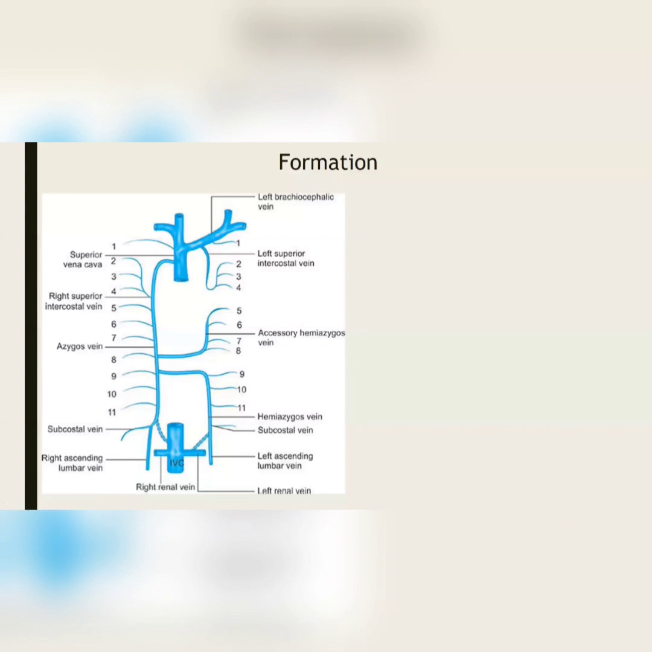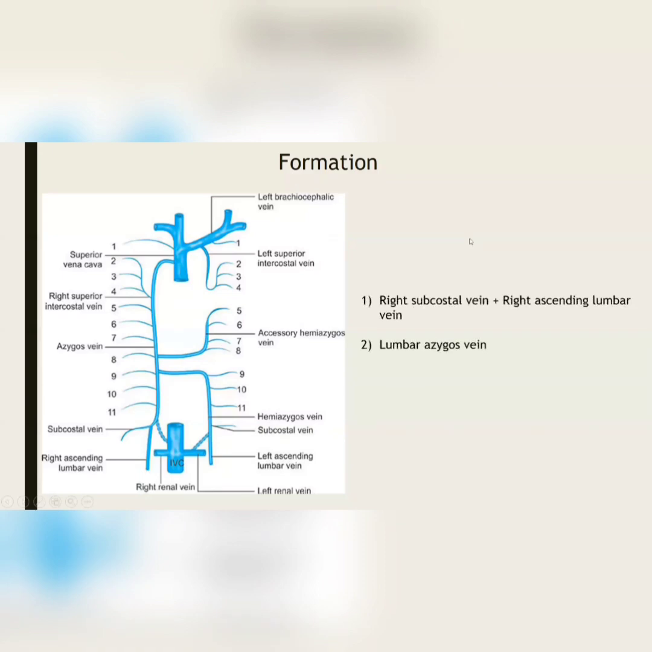Let's study the formation of the azygos vein. When you look at this diagram, this lower down is where the azygos vein is formed. So you can see in the diagram, the azygos vein is formed by union of the right subcostal vein and right ascending lumbar vein.